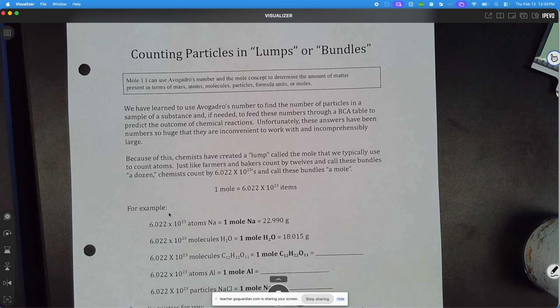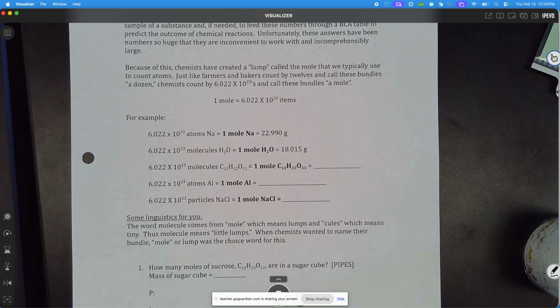Now, while people seem to be perfectly content to use the word dozen with absolutely no idea where the word came from, for whatever reason, the word mole seems to upset people a little bit. A little bit of linguistics for you. The word molecule comes from the Latin mole, which means lump, and culus, which means tiny. So molecule means tiny lump. When chemists wanted to make a bigger group of this, they just dropped the tiny piece and it became a lump of matter. And that's where the word mole came from.